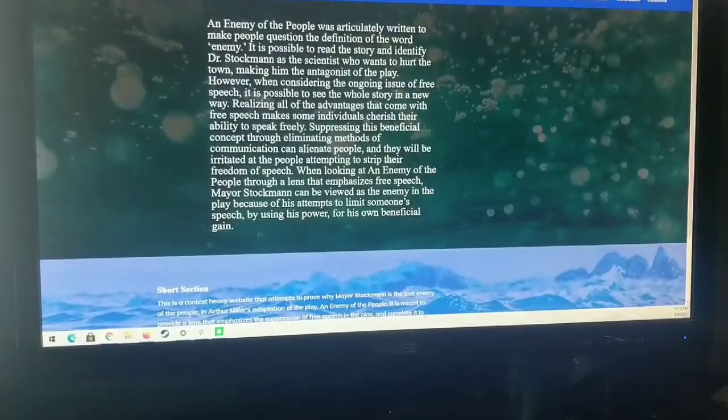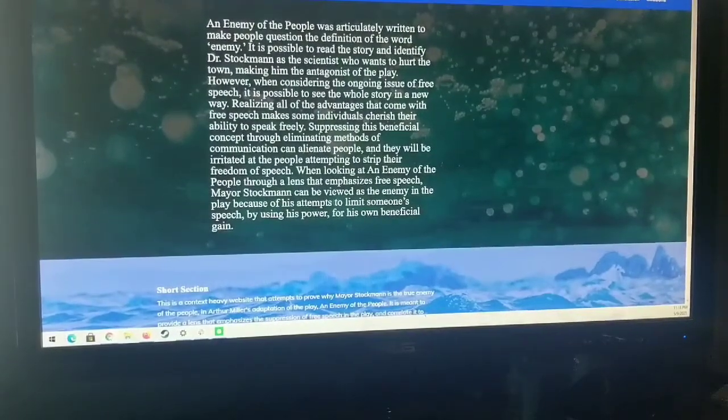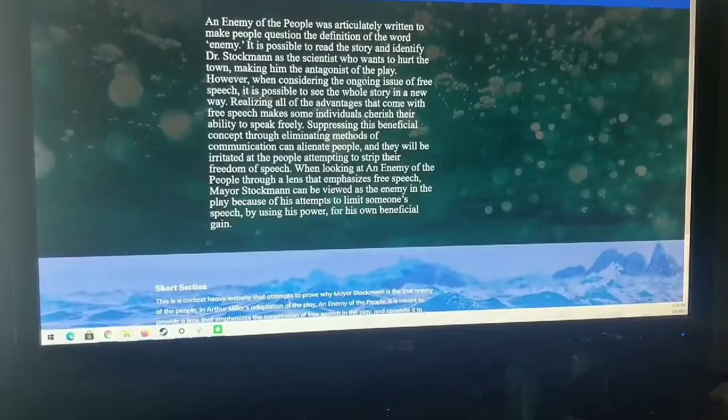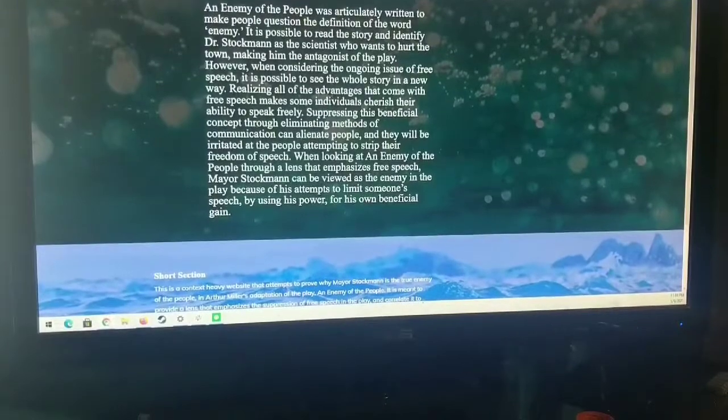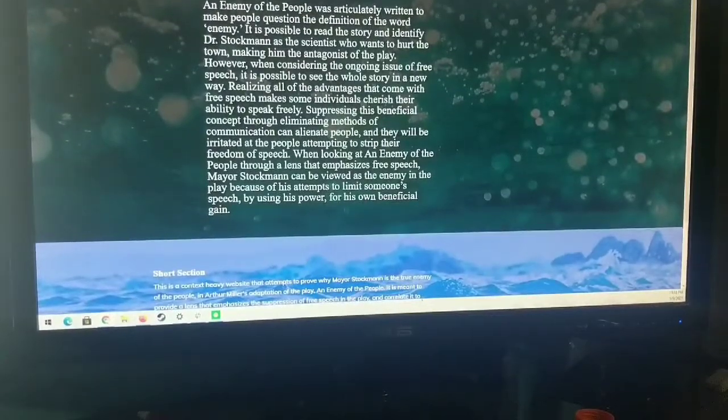Realizing all of the advantages that come with free speech makes some individuals cherish their ability to speak freely. Suppressing this beneficial concept through eliminating methods of communication can alienate people, and they will be irritated at the people attempting to strip their freedom of speech.